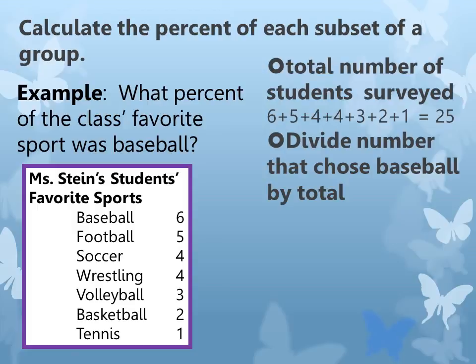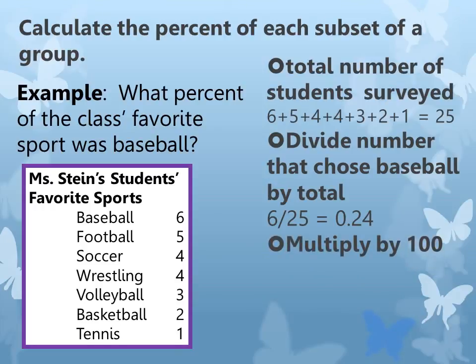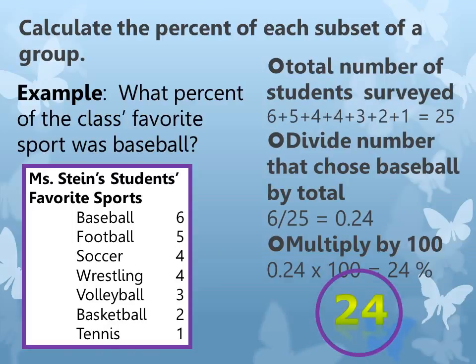Then you're going to divide the number that chose baseball by the total. So 6 chose baseball, so 6 divided by 25, and that decimal is 0.24. Then you're going to multiply by 100, so we can get a percent. So we have 0.24 times 100, and that's 24. So our answer is 24%. And that's how you would calculate the percent of students that like baseball as their favorite sport. Okay, so this is the most complicated one, and that's why we only have a couple things here.